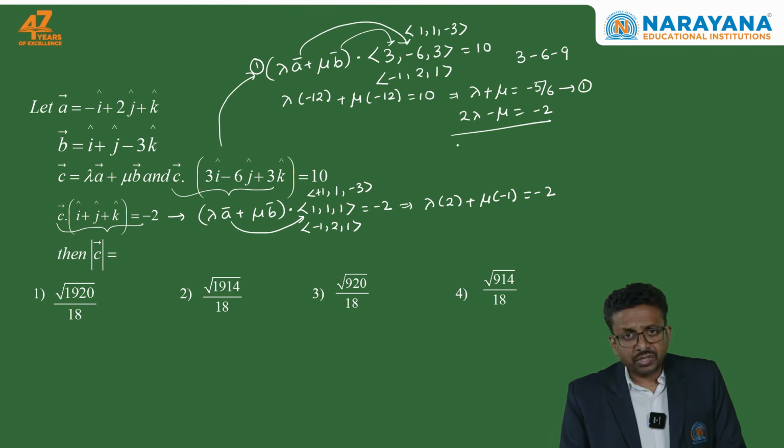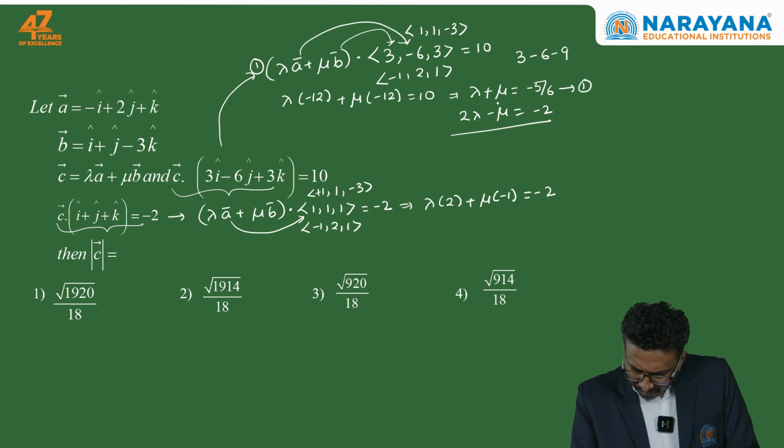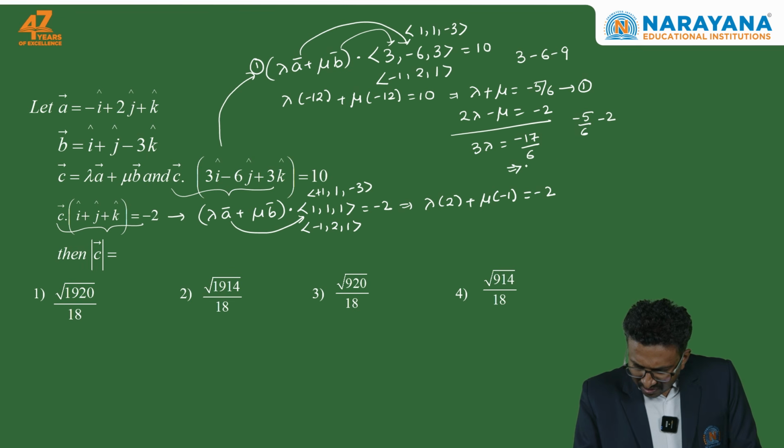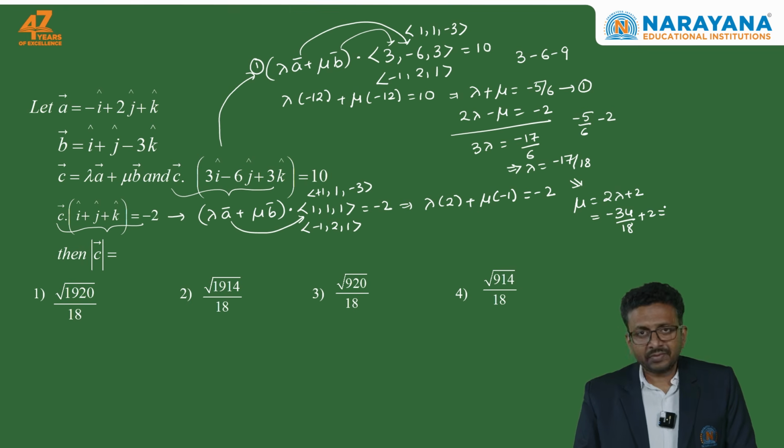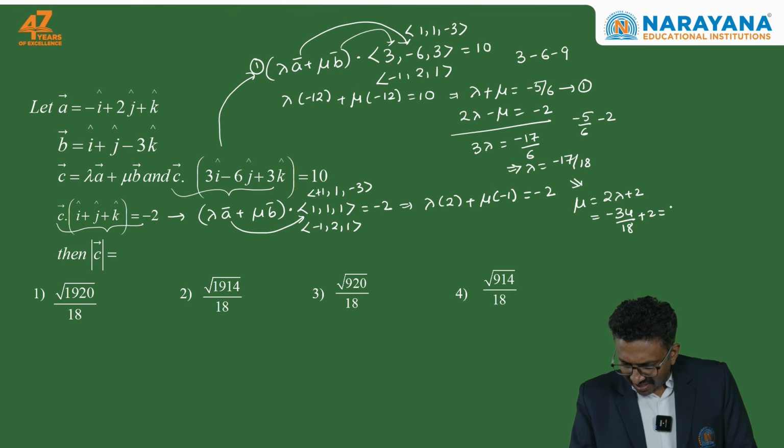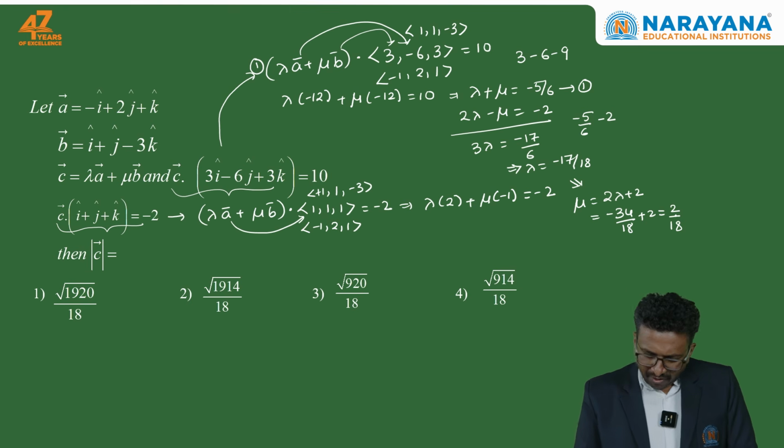So now you have to solve these two equations. If you just add them, 3 lambda is equal to minus 5 by 6 minus 2, which is minus 17 by 6. So lambda is equal to minus 17 by 18. Once lambda is obtained, this implies mu is equal to 2 lambda plus 2, right? Which is equal to minus 34 by 18 plus 2. So minus 34 plus 36, 2 by 18, right? So you have got lambda and mu.